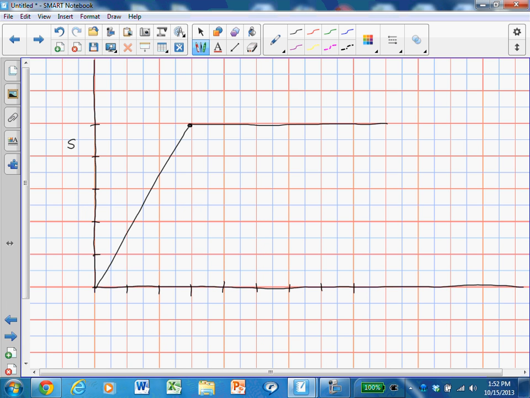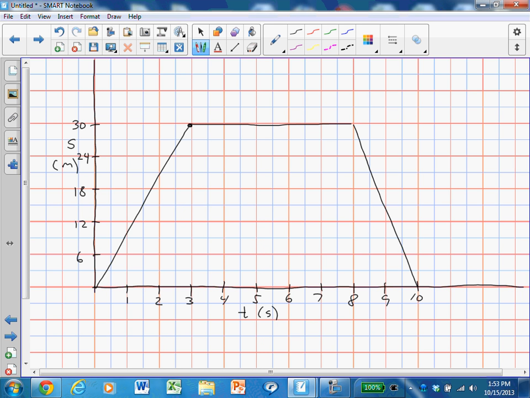Oops, I went too far. And then, okay, there we go. This is time in seconds. This is position in meters. And this is 6, 12, 18, 24, 30 meters. This is 1, 2, 3, 4, 5, 6, 7, 8, 9, 10 seconds.